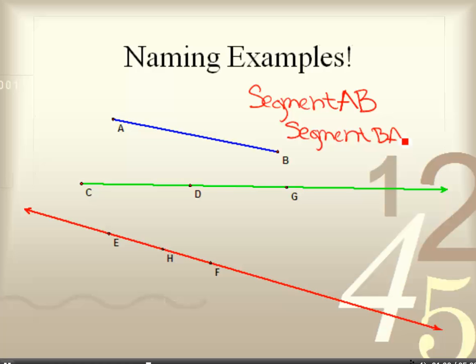The second green one has an arrow to the right, so it continues forever toward the right, which means we have a ray. This ray starts at point C, so that's going to have to be part of our name. Then it continues to the right, and we just need to indicate one other point that it goes through. For example, D. So ray CD would be an option. Otherwise, we could also name it ray CG, because it starts at C and continues to the right through G.